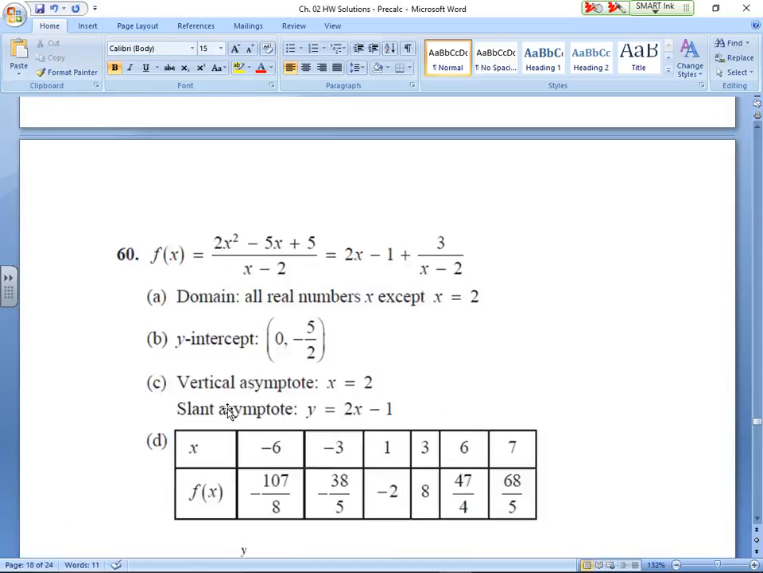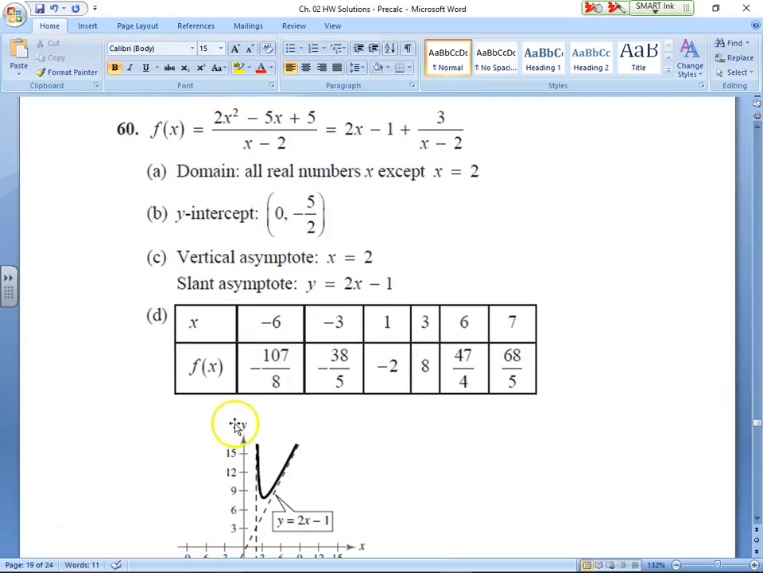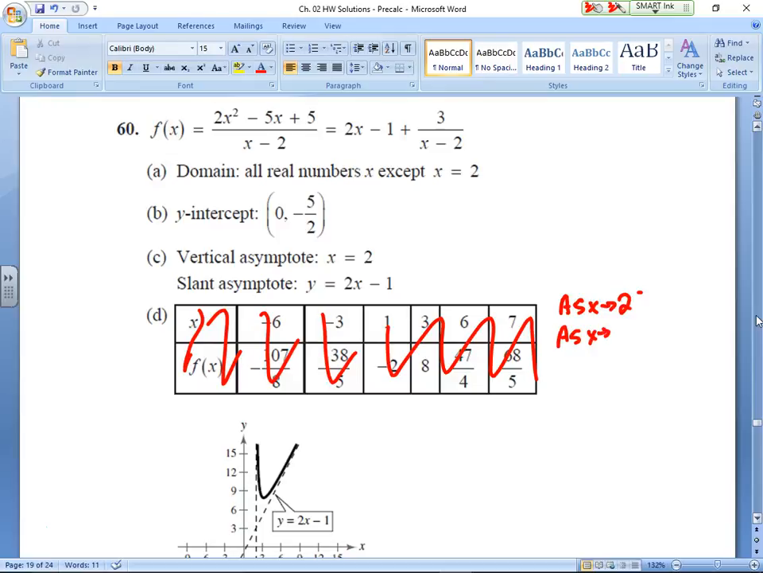Scooching down real fast. Number 60. Here's another one, just like that big honking example we did yesterday. You guys can go ahead and see A and B and C. I'm going to quickly show what I was asking you to do for D. Really, who wants to find those fractions anyway, right? I didn't. Find the behavior near the vertical asymptote: as x approaches 2 from below, as x approaches 2 from above.